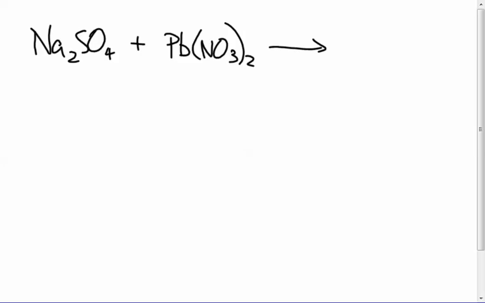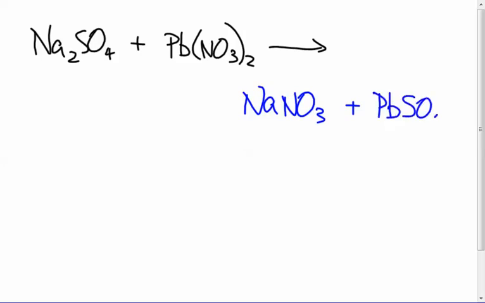And so what we want to do is predict what the products of this reaction would be. What are the two possibilities once these things trade partners? Sodium nitrate is one, and lead II sulfate.